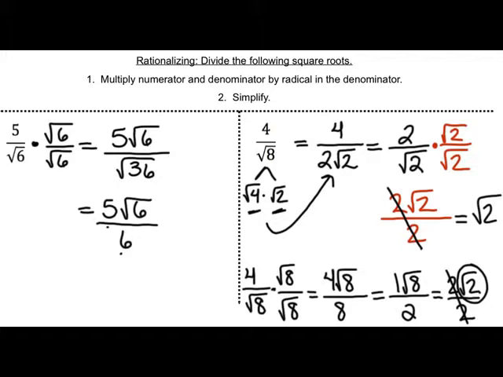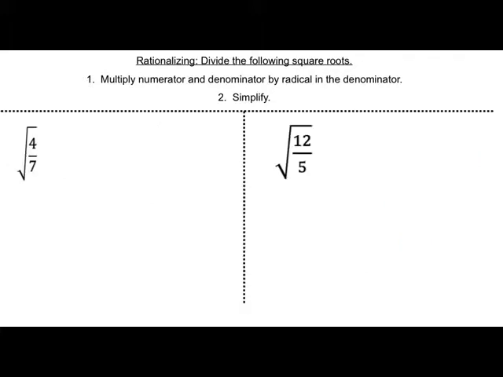Let's try a couple more and this should finish it off. Okay, using that basic idea from before, I can't have a square root in the denominator, but in order to take a square root of a fraction, I take a square root of the top and the square root of the bottom. Well, the square root of 4 is 2. Square root of 7 I can't do. I would try to simplify, but the square root of 7 doesn't simplify, so I leave it.